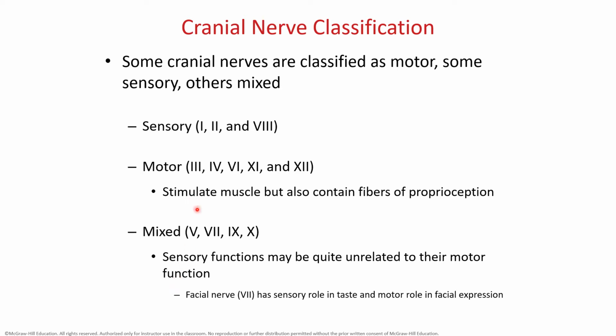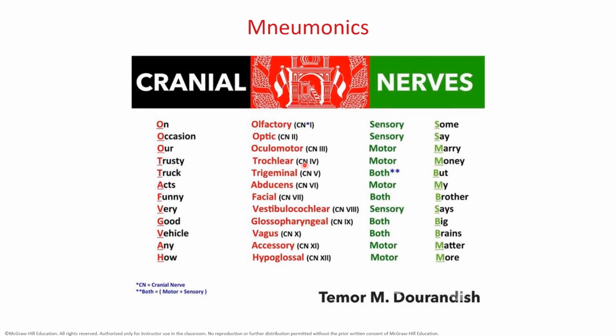The motor ones, of course, are going to stimulate muscles, but they're also going to contain fibers for proprioception. And the mixed ones are going to have sensory functions and also motor functions. So for an example, the facial nerve, cranial nerve number 7, has a sensory role in taste and a motor role in facial expression. So you're going to definitely want to learn some mnemonics for this to keep everything straight.